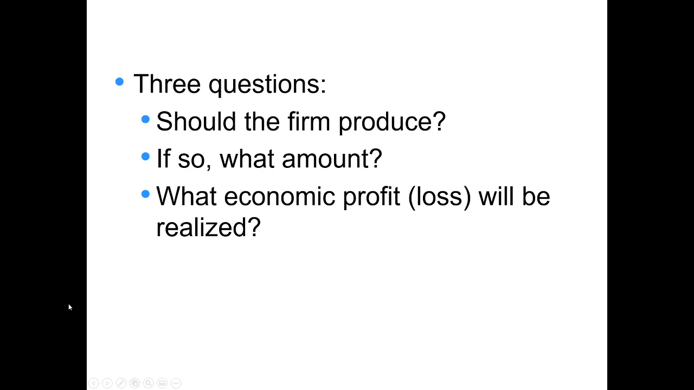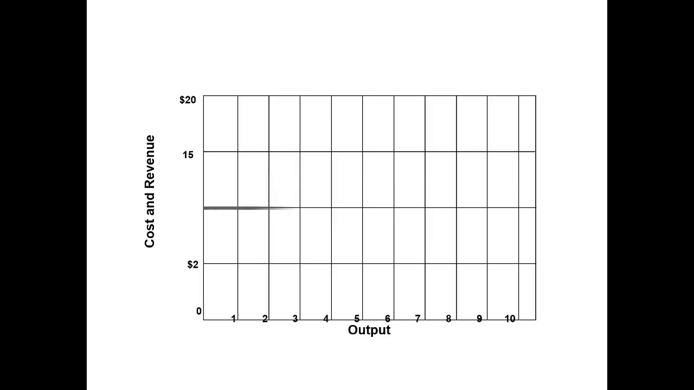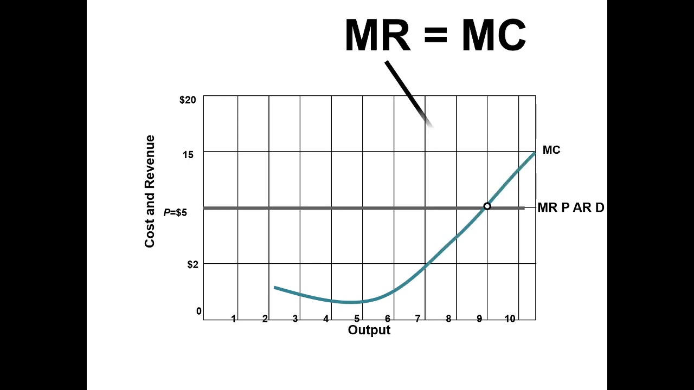So there are 3 questions a firm should be asking themselves. Should they produce? If so, what amount? And what economic profit or loss will be realized? Well, let's look at a first example. First thing we'll do is draw our MR curve, right? MR equals price. Then we're going to draw our marginal cost curve. Okay, and we notice here that MR is equal to MC at 9 units. Right? MC equal to MR at the 9.